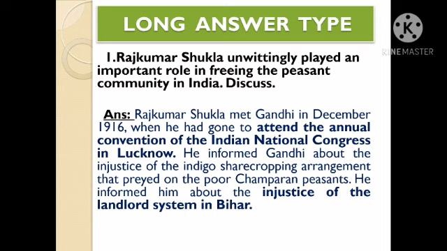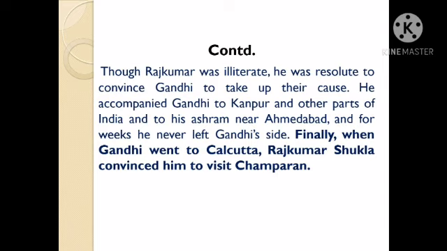So he approached Gandhiji and told him about all the sufferings that the peasants were undergoing due to this indigo crop and the British men. Continuation. Though Rajkumar was illiterate, he was resolute. Resolute means determined to convince Gandhi to take up their cause. So, though Rajkumar was illiterate and a poor peasant, he was determined enough to convince Gandhiji to take up their case of the indigo crop.